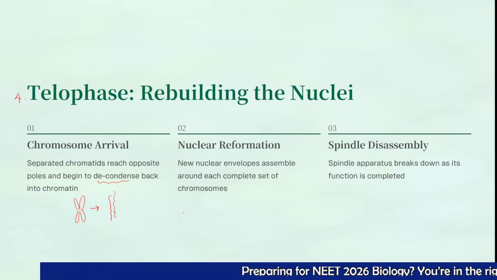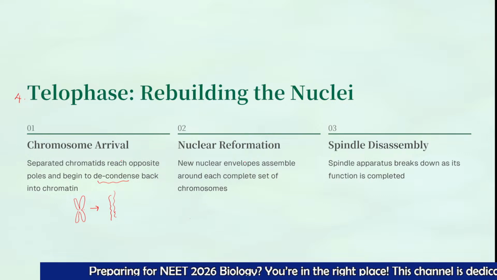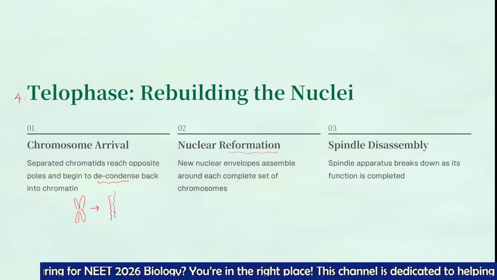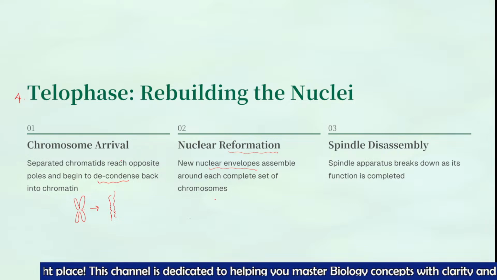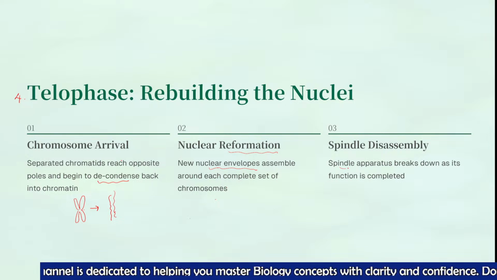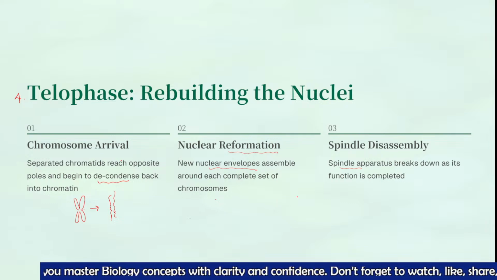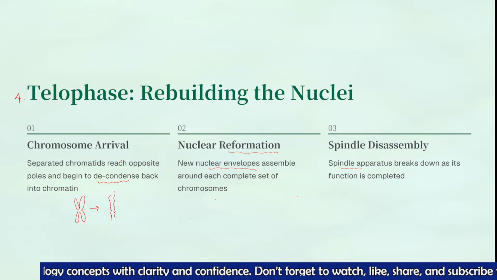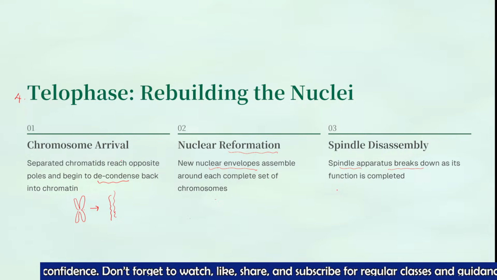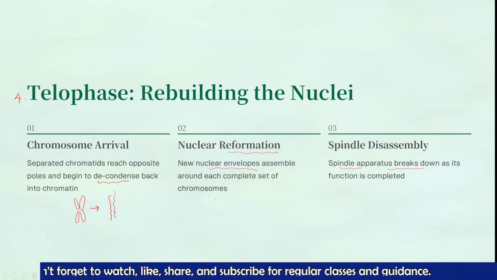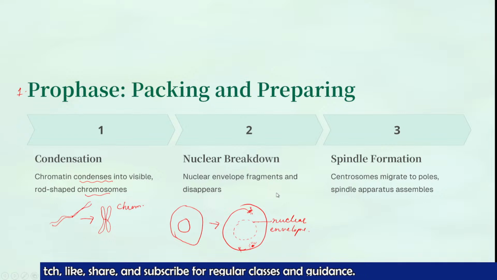And in the prophase, there was disintegration of the nuclear envelope. Here it is the reformation of the nuclear envelope. The nuclear membrane assembles to cover the chromosomes, right? Then the spindle fibers are no longer needed, because the nuclear material is already separated. So the spindle fibers slowly break down and disappear during telophase. These are the four phases under the karyokinesis.